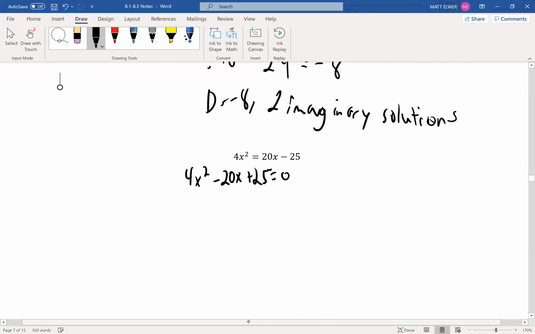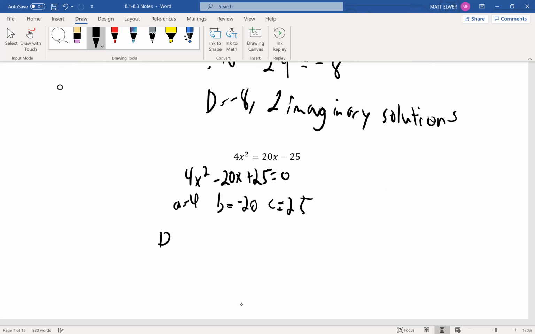Right? And then after I do that, now I can find my discriminant, right? So we know that a is equal to 4, b is equal to negative 20, and c is equal to 25, right? Those are just our coefficients in front of the variables, and then our constant. So our discriminant is, I'll just write it down again, b squared minus 4ac.